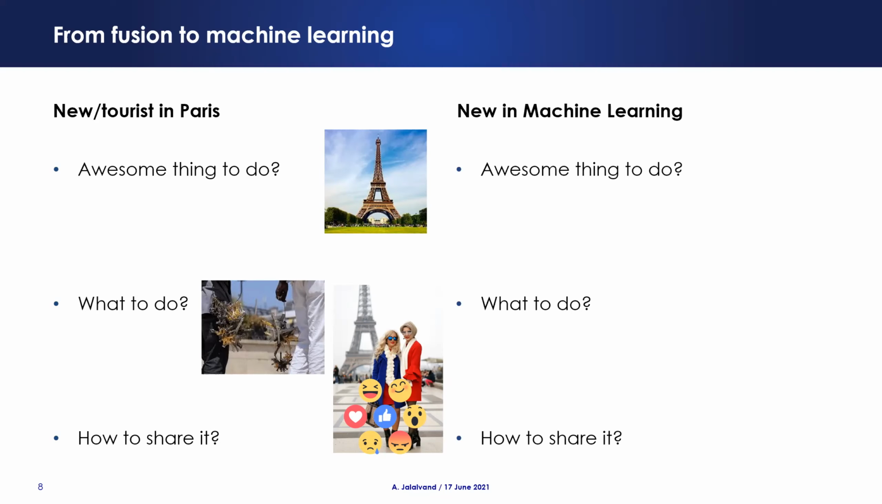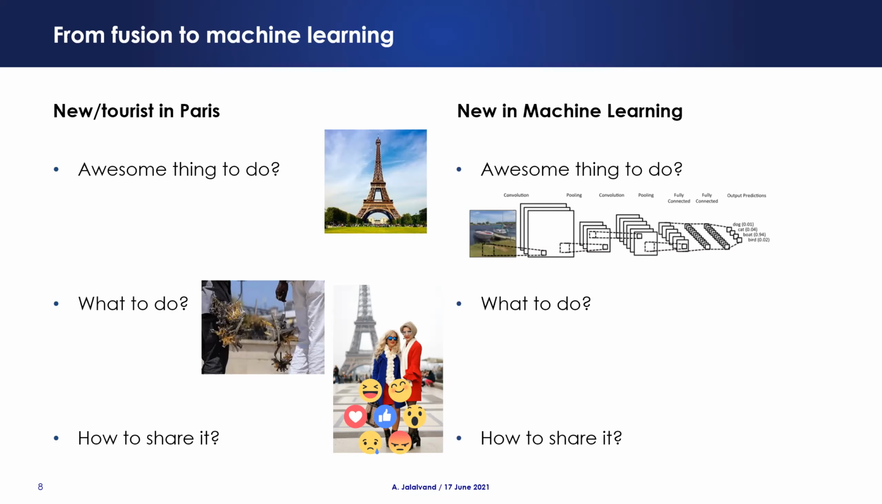That's more or less the same thing that happens for those who are new in machine learning and want to do something awesome. What's the most awesome thing in machine learning these days? Convolutional neural networks, deep learning. So, okay, I'm new to machine learning. I have some data. How can I model it? Google it. You do some literature study and Google. Well, deep learning seems to be awesome. Let's try that. But what to do?